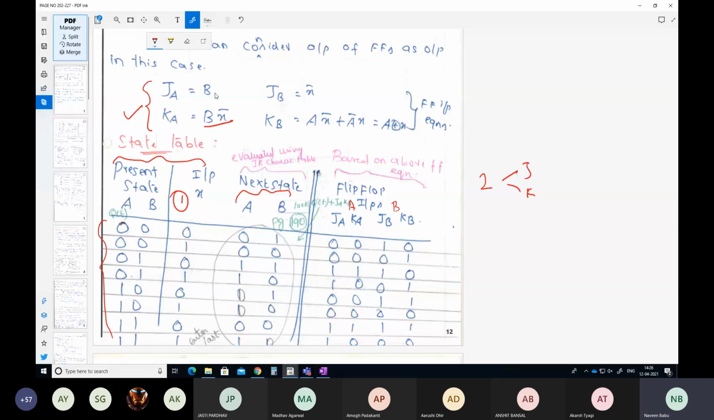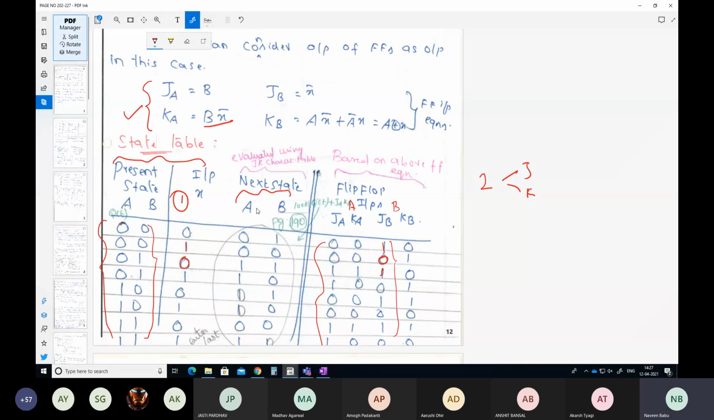So you see here the JA is equivalent to B, right? So this is the B column. JA will be similar to the B column: 0, 0, 1, 1, 0, 0, 1, 1, 0, 0, 1, 1, 0, 0, 1, 1. Similarly, JB will be a complement of X bar. What is X here? 0, so this is 1. This is 1 here, this is 0 here, this is 0 here, this is 1 here. So it is a complementary. You fill up these inputs based on the above flip-flop equations.